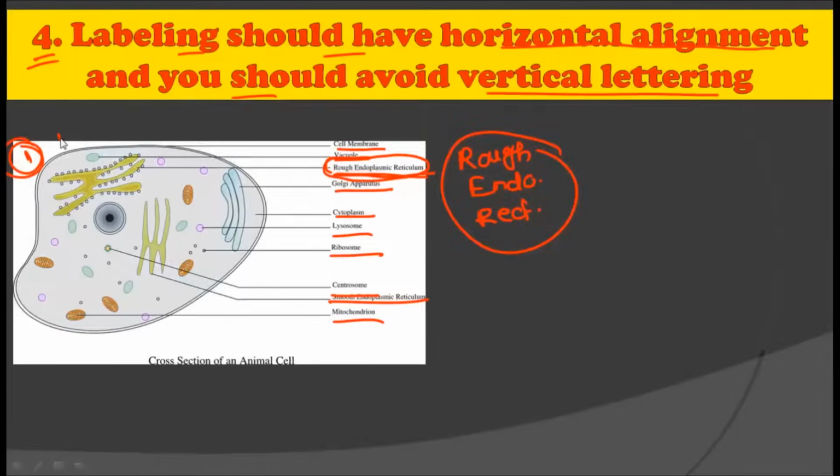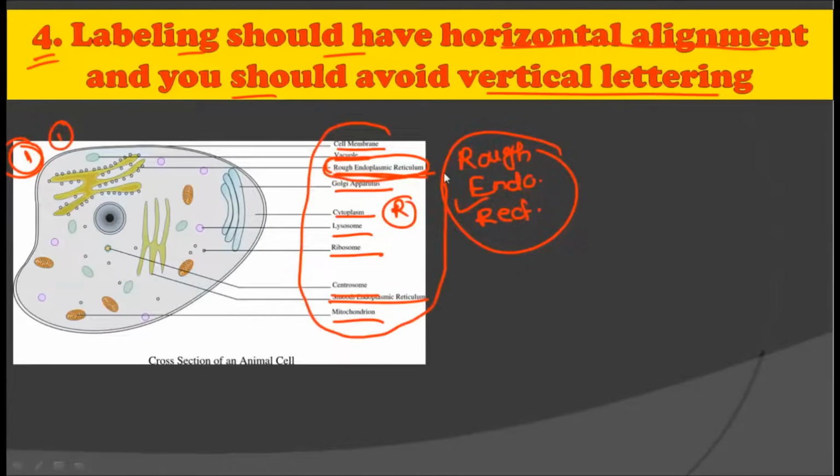That is why in the very first point we have cleared that you should draw the diagram on the left side of the page so that you have enough space to write down the labeling on the right side of the page. This will also avoid the vertical writing of the labeling. So you should always write the labeling in a horizontal way, or it should have a horizontal alignment. It should not be in a vertical alignment.